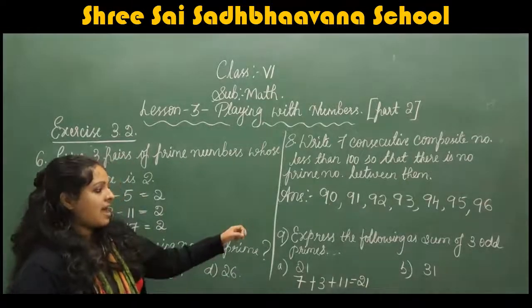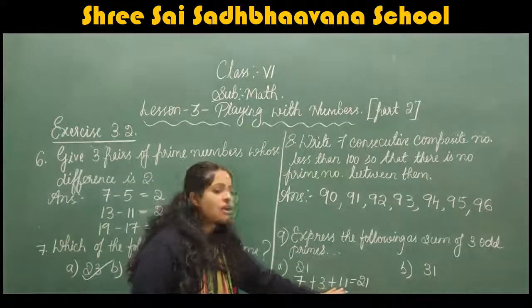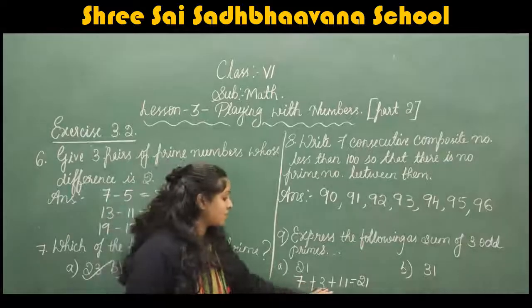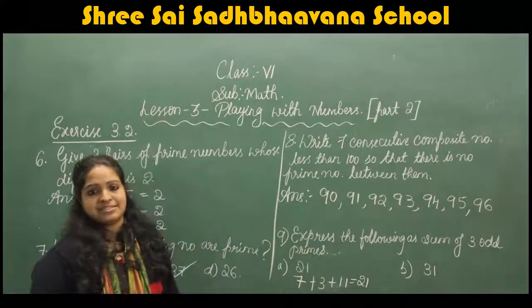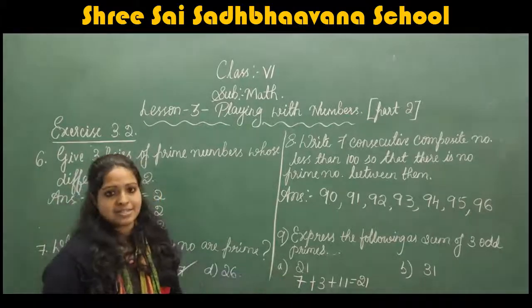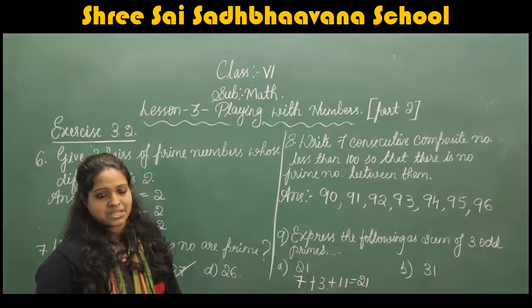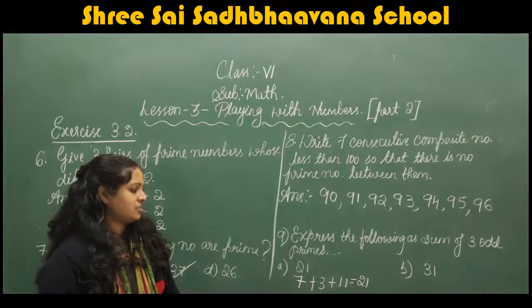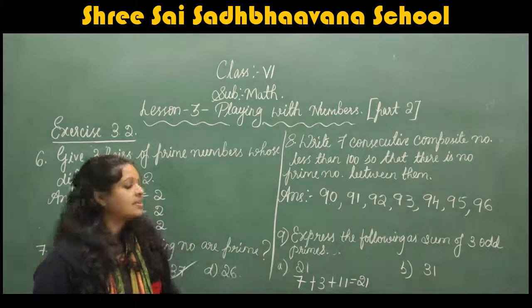Understood? What I have done is selected only the odd numbers, and those numbers are also prime numbers. Understood, children? I have done the prime numbers and the odd numbers in that way. So I hope you have understood. Shall we move on to the next one?